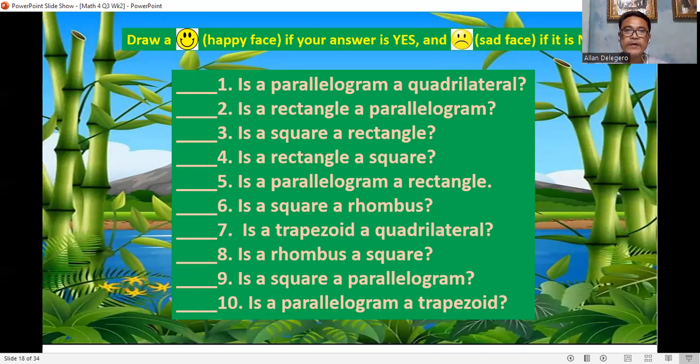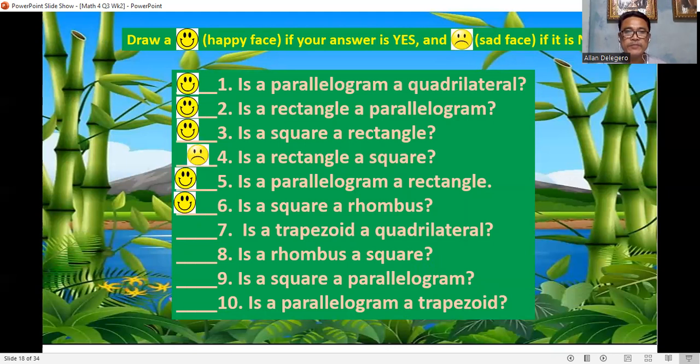Is a parallelogram a quadrilateral? Yes. Is a rectangle a parallelogram? Yes. Is a square a rectangle? Yes. Number 4. Is a rectangle a square? No. Number 5. Is a parallelogram a rectangle? Yes. 6. Is a square a rhombus? Yes.